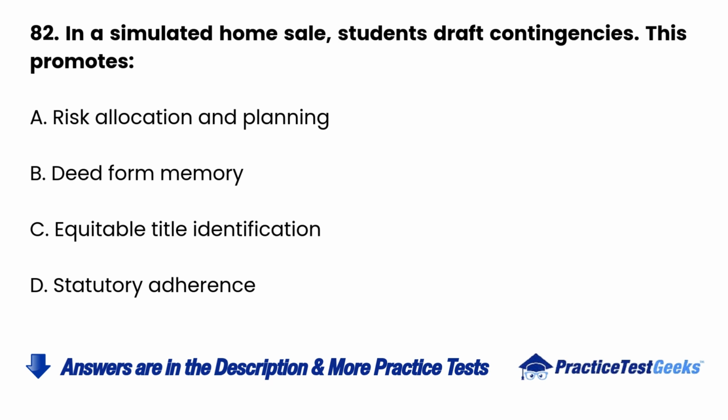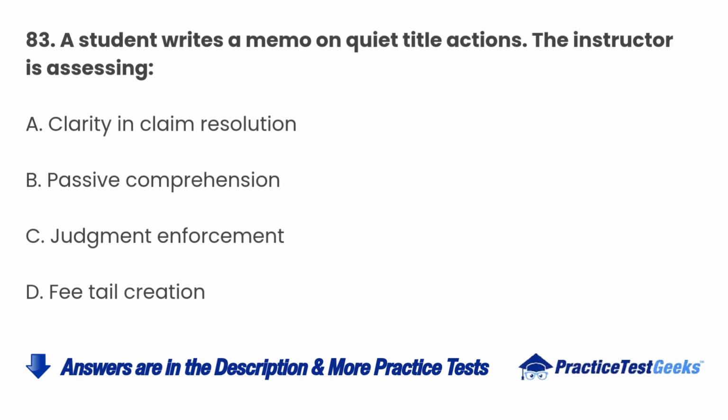82. In a simulated home sale, students draft contingencies. This promotes A. Risk allocation and planning. B. Deed form memory. C. Equitable title identification. D. Statutory adherence.